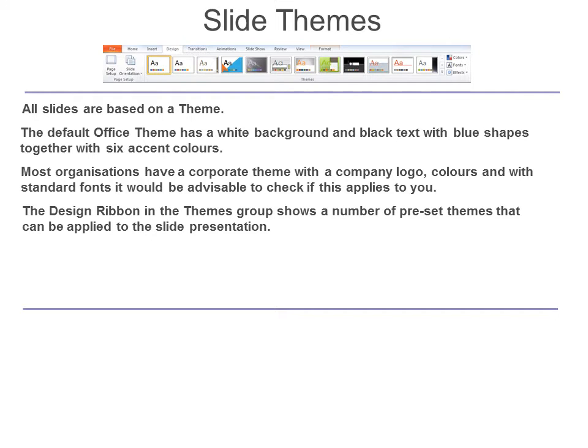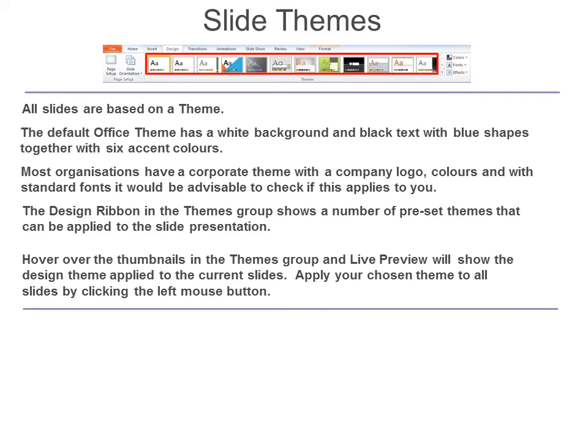The Design ribbon in the Themes group shows a number of preset themes that can be applied to the presentation. Hover over the thumbnails in the Themes group and Live Preview will show the design theme applied to the current slide. Apply your chosen theme to all slides by clicking the left mouse button.